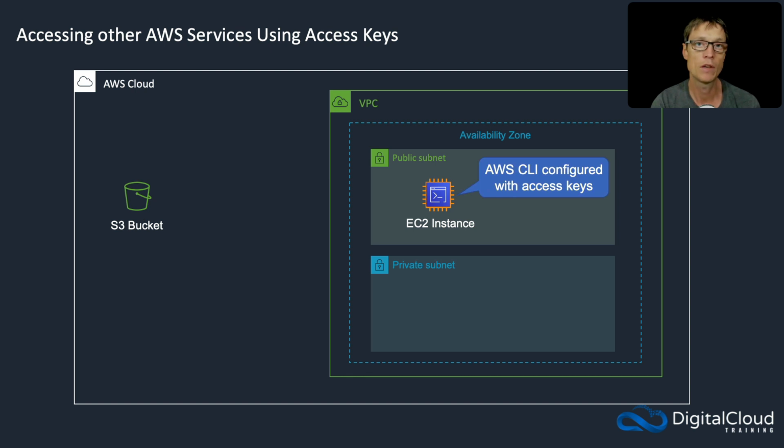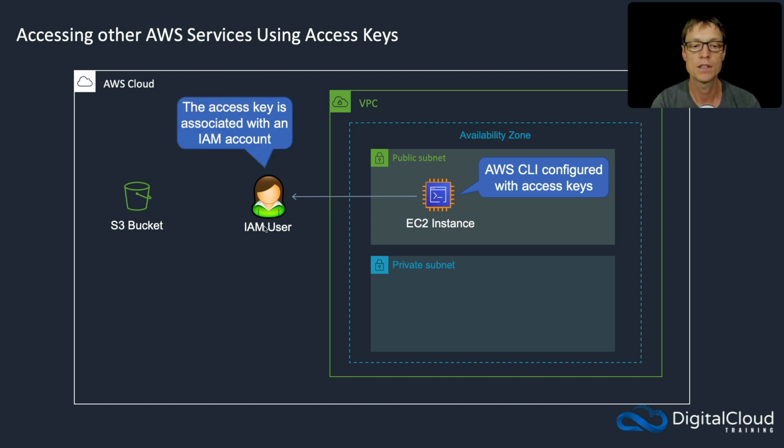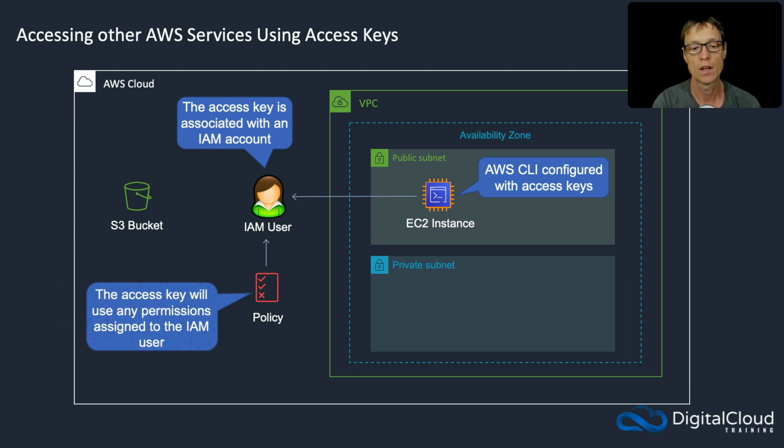And there's a couple of ways of doing this. And the first way is using the command line interface to configure access keys on the instance. So what that means is you store access keys on the instance, and those access keys are associated with an IAM user account. And that IAM user account will have a policy either directly attached or through a group. So whatever permissions are assigned to that user, those permissions are what the EC2 instance will use to access the bucket. So it's not actually directly using the user account.